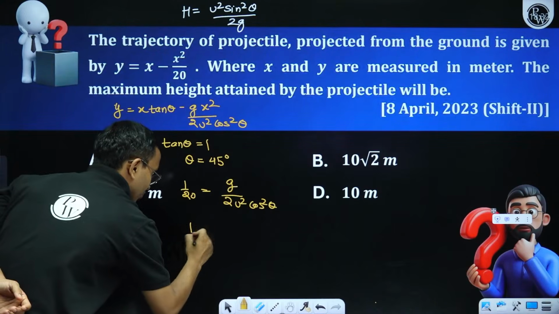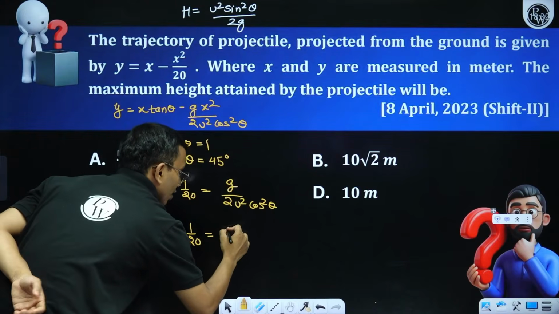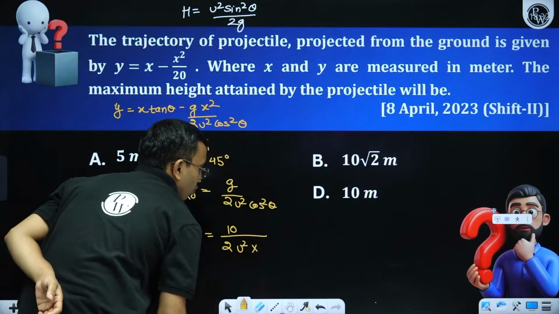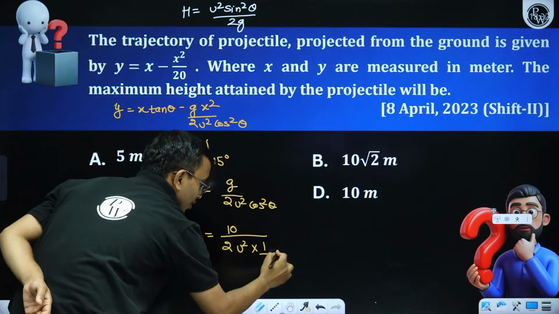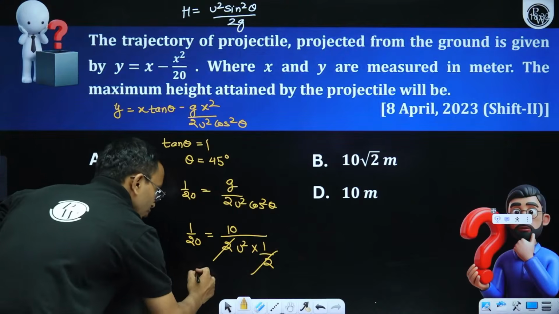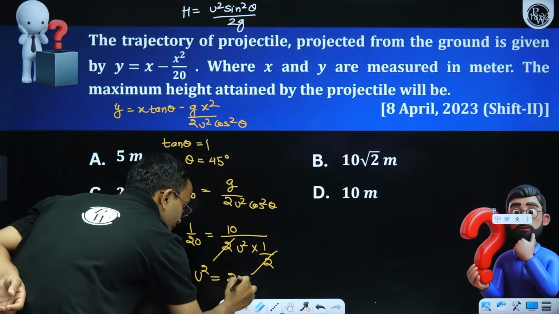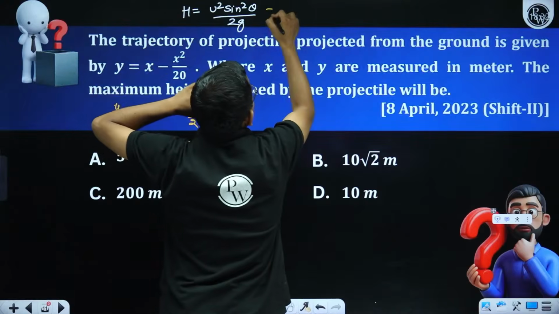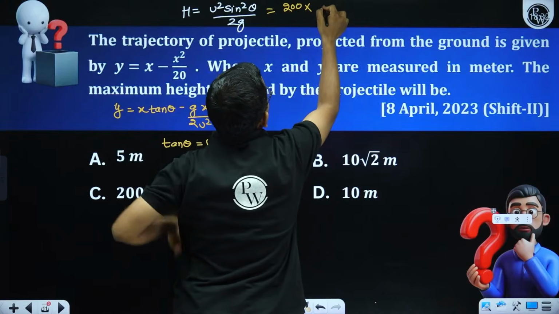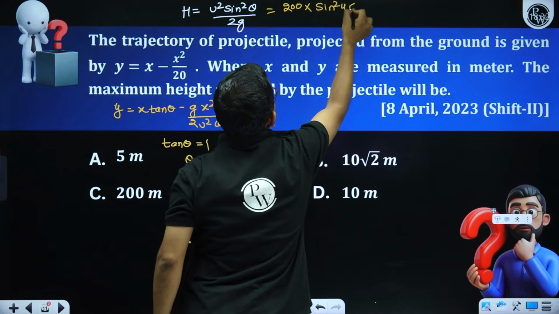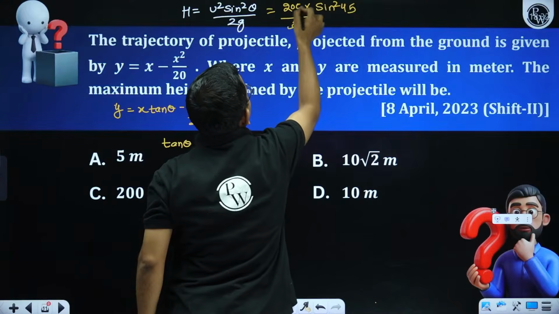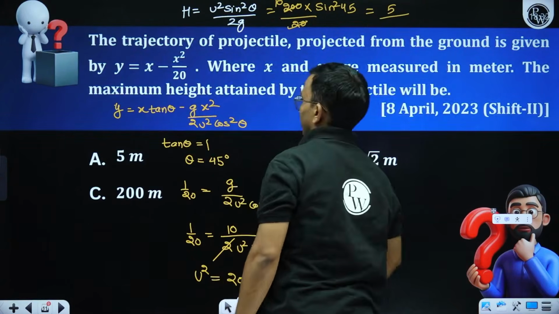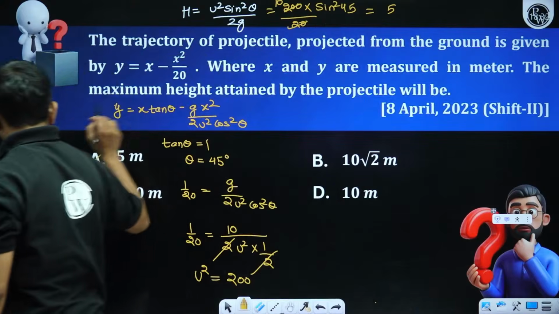So 1 by 20 is equal to g, which I am putting as 10, divided by 2u square into cos square 45, which is 1 by 2. This and this get cancelled. U square comes out to be 200. Put u square as 200 there. So it is 200 into sine square 45 divided by 20. So this is 10 there. Sine square 45 is 1 by 2. 10 into 1 by 2 is 5 meter.